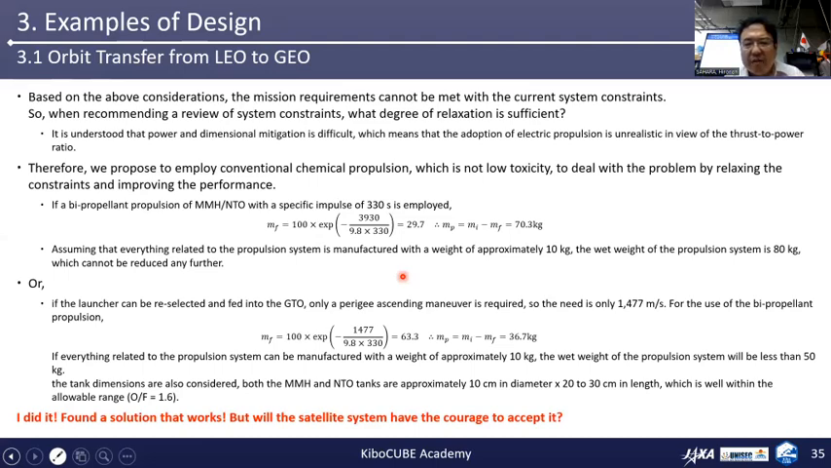One is to allow hydrogen-based propulsion system. However, this would not bring about a dramatic change. Or instead of the transfer from a low Earth orbit to geostationary orbit, it is time to consider having the rocket inject the spacecraft into a geostationary transfer orbit and have the propulsion system take charge of only the perigee ascending maneuver. And we have finally found the solution. Now it remains to be seen if the project will have the courage and funds to accept it.